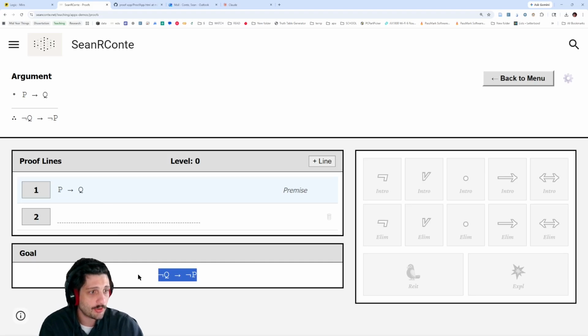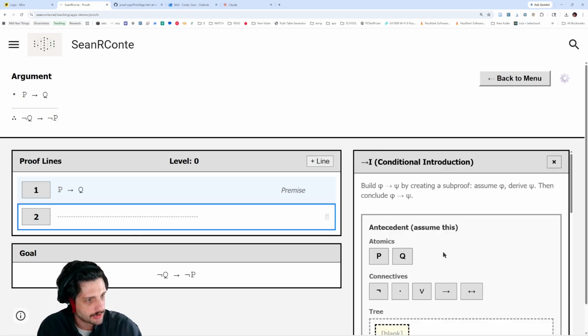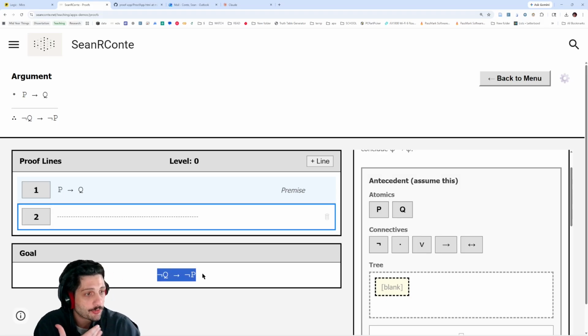But down here I can see, okay, I need to prove a conditional. Let's do it. How do you prove a conditional? Well, you do a conditional introduction, right? Where you say, well, the thing that I want to start with is, well, let's think. What do we want to start with here? If you're thinking to yourself, oh, it's P, no, wait, back up. I'm trying to prove this conditional down here. If I'm doing a conditional introduction, I'm not thinking about my premises at all.